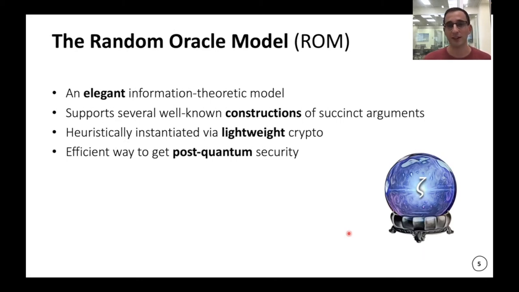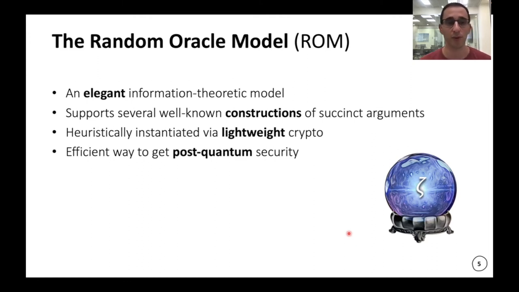So why do we study SNARGs, or in general, why do we study crypto in the random oracle model? First, this is a very nice, very elegant information theoretic model. There are no real computational assumptions here. We have a truly random function, and then things are information theoretic. And this allows us to prove a lot of stuff, upper bounds and lower bounds, and these proofs are usually very tight. You can even get very close to very concrete and absolute constants.